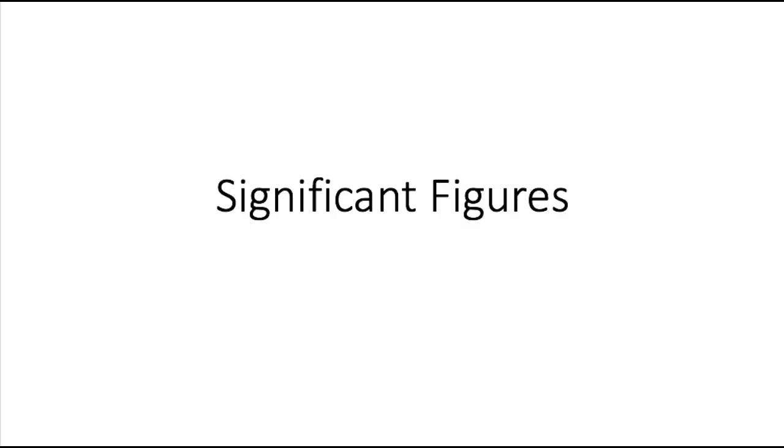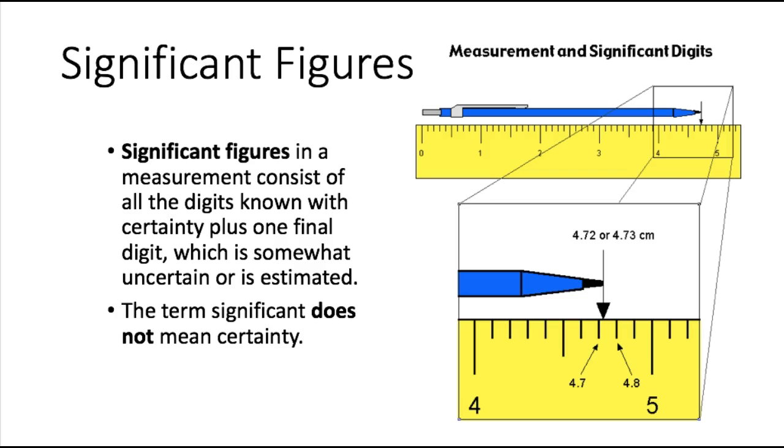This screencast is about significant figures, which are often referred to as sig figs. A significant figure is a measurement that consists of all the digits known with certainty, plus one final digit, which is often uncertain or is estimated. The term significant doesn't necessarily mean certainty, okay?